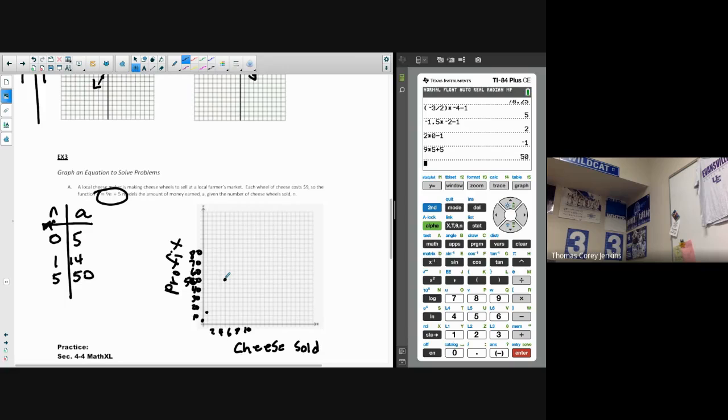Now, the next question would be, is this discrete or continuous? All right, so could you sell any cheese wheels between these 2 points? And I would say in this scenario, the answer would be no, right? You probably wouldn't sell half a cheese wheel, so we would keep this one as a discrete graph. In other words, we wouldn't connect the dots.